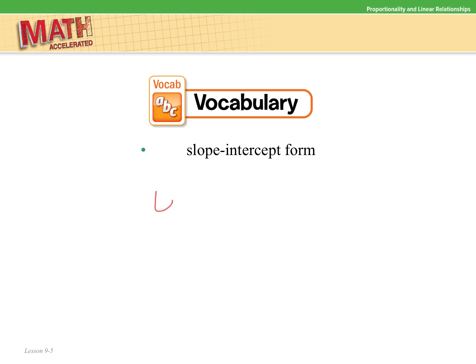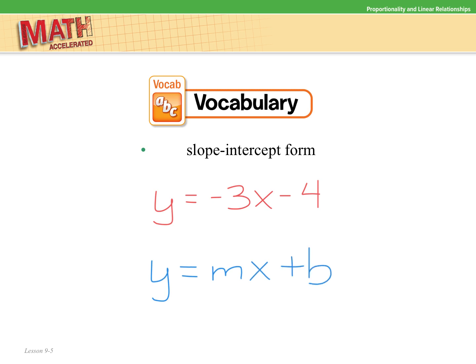Brayden, what was that equation you had earlier? Negative 3x minus 4. Okay. Slope-intercept form is y equals mx plus b. Everybody write that down, huge on your paper. Right on this slide where I have it written down here. Remember that from a couple years ago?